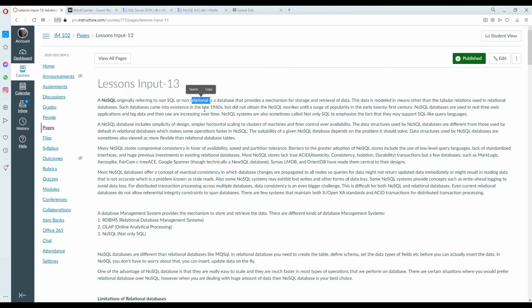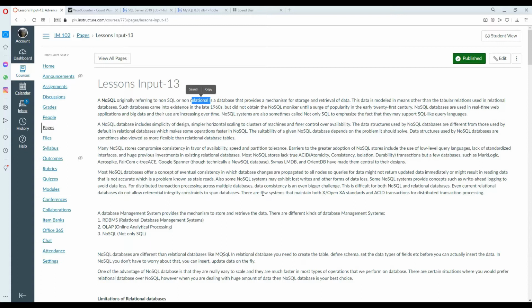They are used in real time web applications and big data, and their use is increasing over time. They are sometimes called "not only SQL" to emphasize the fact that they may support SQL-like query languages. NoSQL databases offer simplicity of design, simpler horizontal scaling to clusters of machines, and finer control over availability.